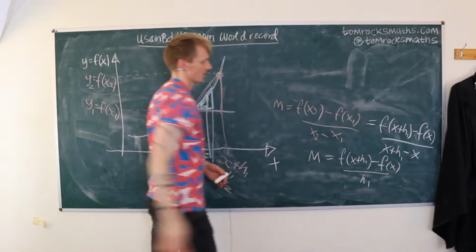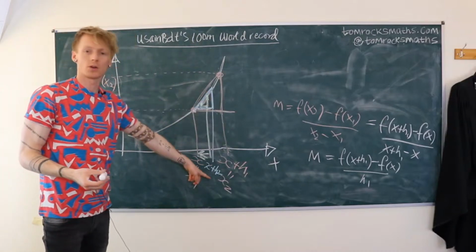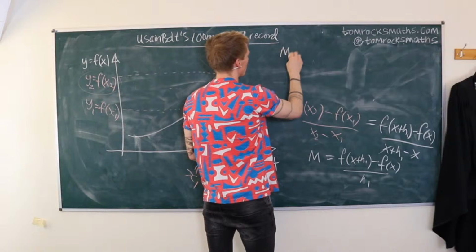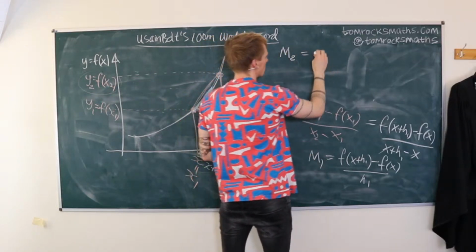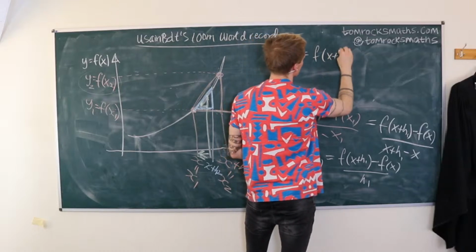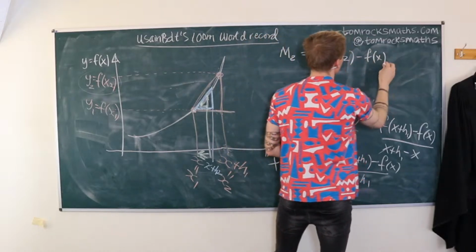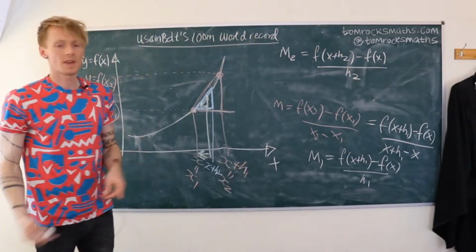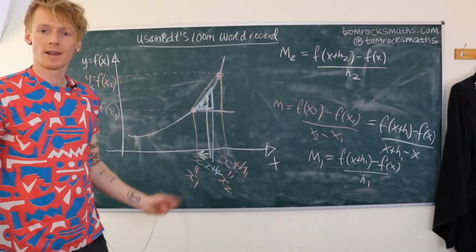So what happens now when we consider the blue triangle, which we called h2? We have the same formula, so let's call it m2. This one can be m1. So m2 equals f of x plus h2 minus f of x divided by h2. And this, remember, is a better approximation than m1.